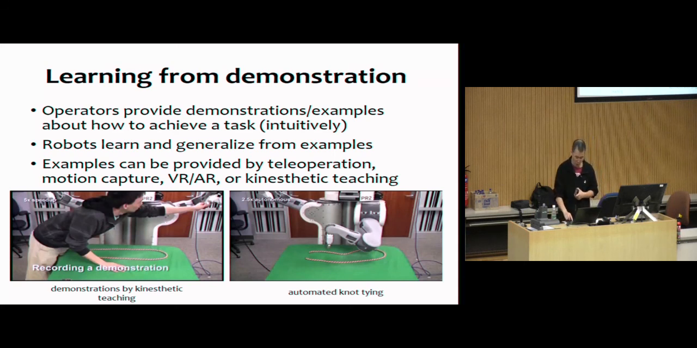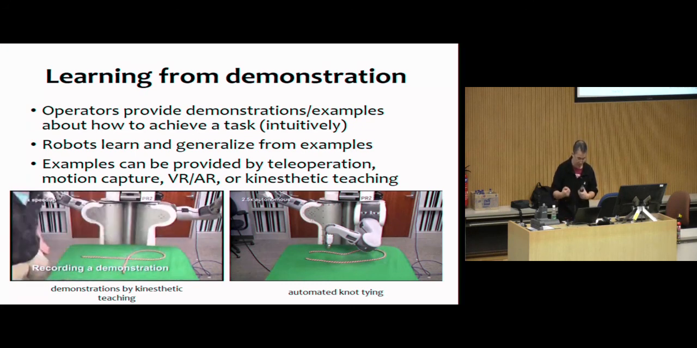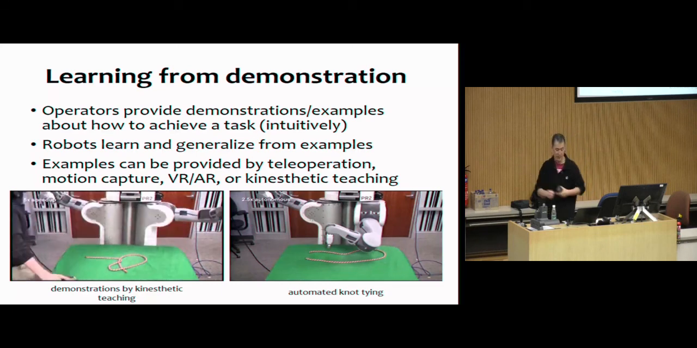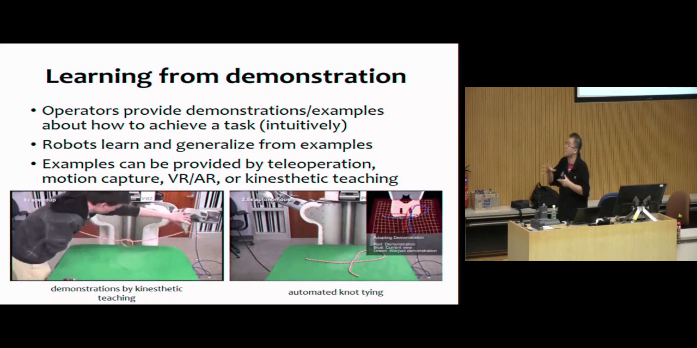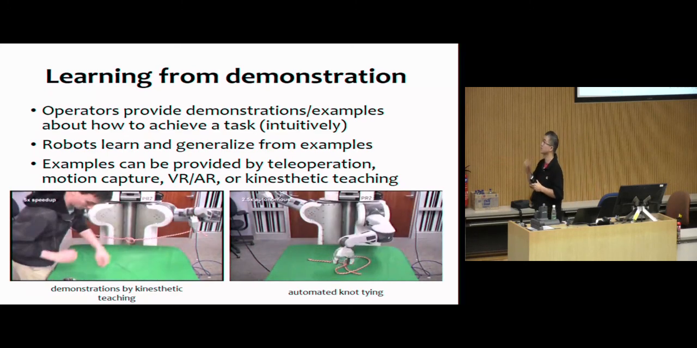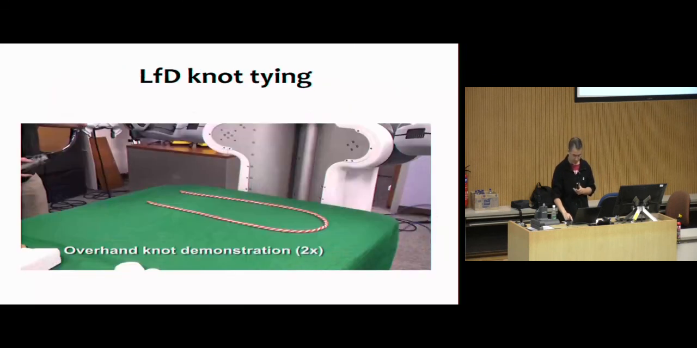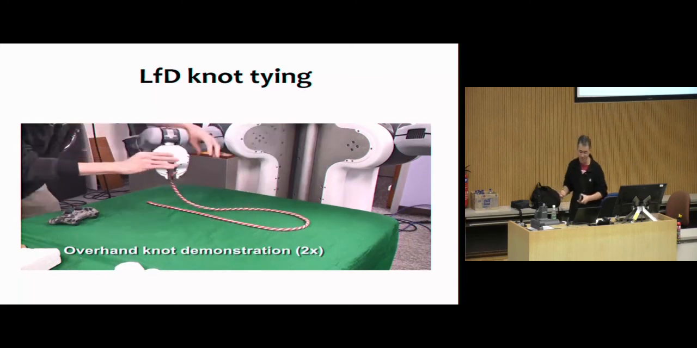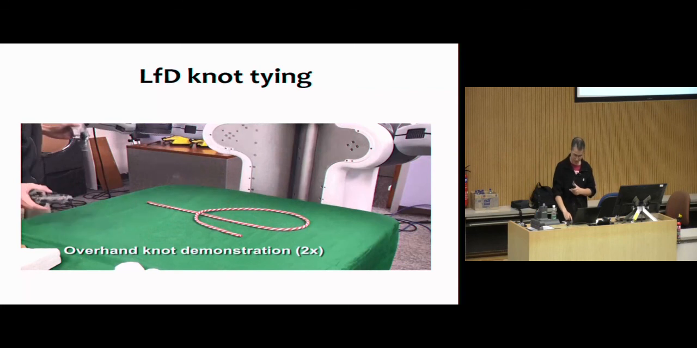For example, this is our previous work on how to tie a knot. The human first shows how to tie a knot, and then the robot can learn by itself how to copy this behavior into new situations. It is not a simple copy, but requires some adjustment. This is a demo showing that you can do different types of knot tying. Let me skip this video.